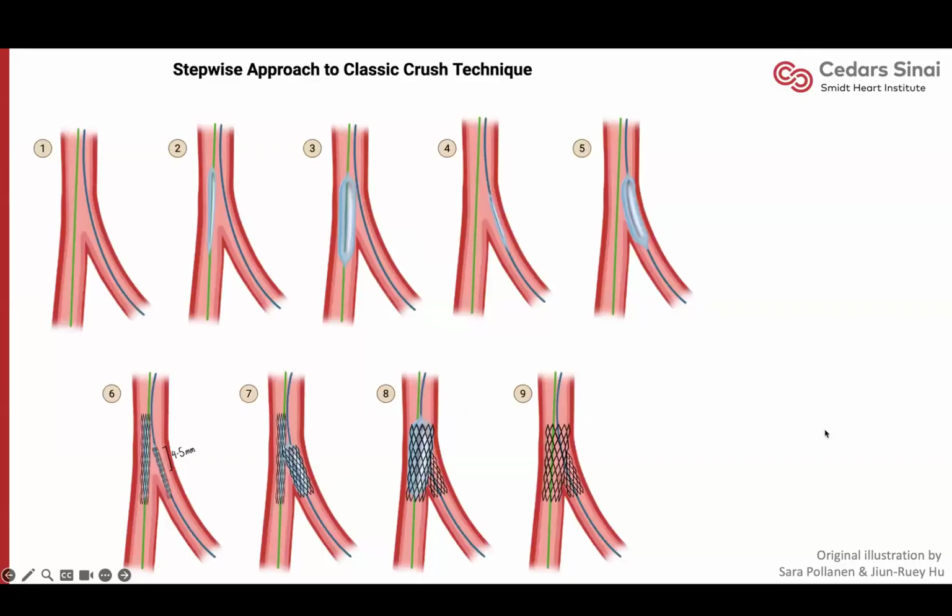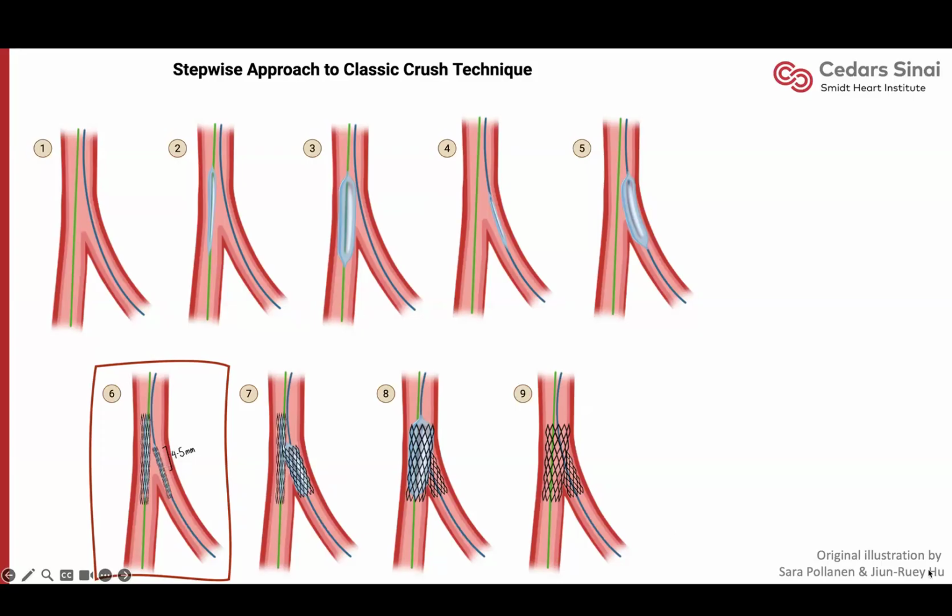The initial description of crush or classic crush was quite basic. First, you wire the main vessel and side branch. Then, you advance a balloon in the main vessel and perform predilation of the main vessel. You then advance a balloon in the side branch and perform predilation of the side branch. You advance both the side branch stent into the side branch and the main vessel stent in the main vessel. You'll pull back the side branch stent such that there is a 4 to 5 millimeter protrusion proximally into the main vessel.